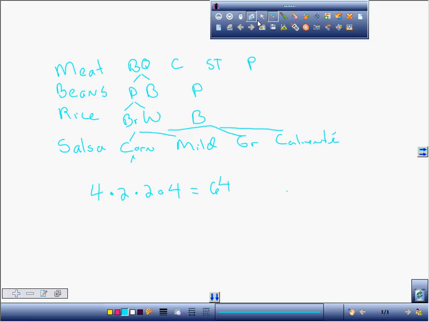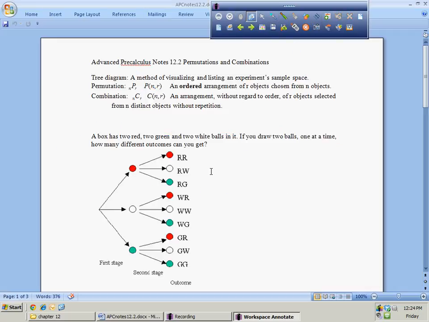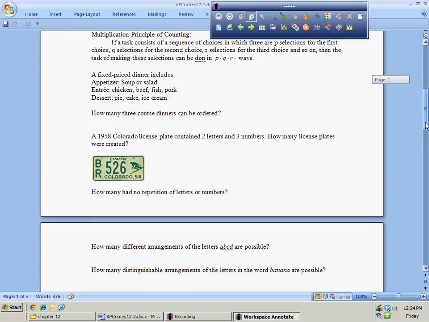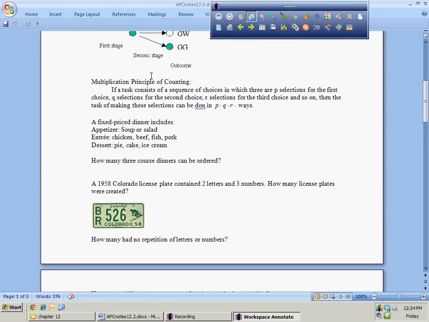But that takes you back to the multiplication principle, which is this right here. Multiplication principle of counting: if a task consists of a sequence of choices in which there are p selections for the first choice, q selections for the second choice, r selections for the third choice, and so on, then the task of making these selections can be done in p times q times r ways.